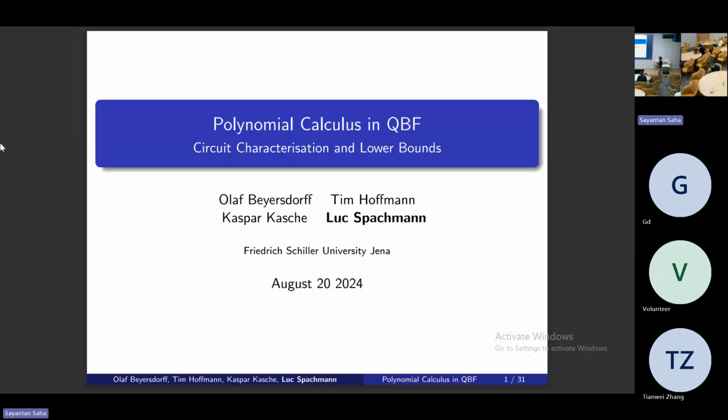The title is about polynomial calculus in QBF, circuit characterization and lower bound.